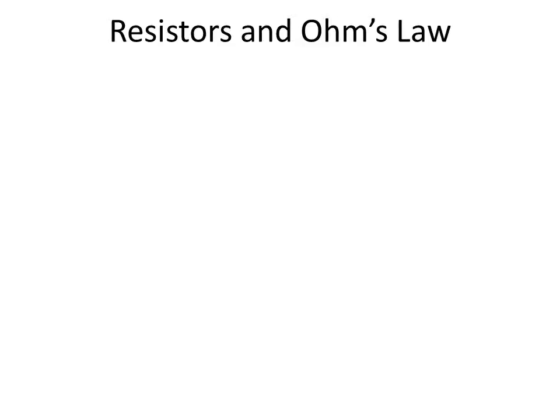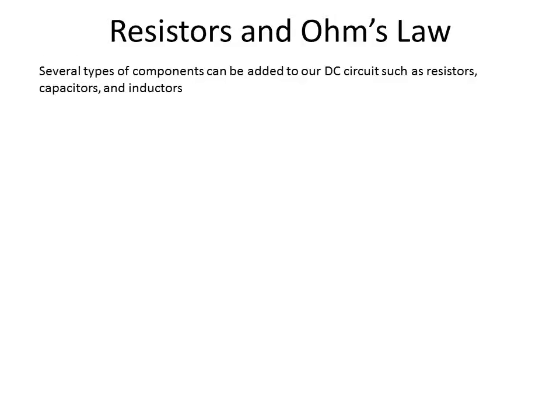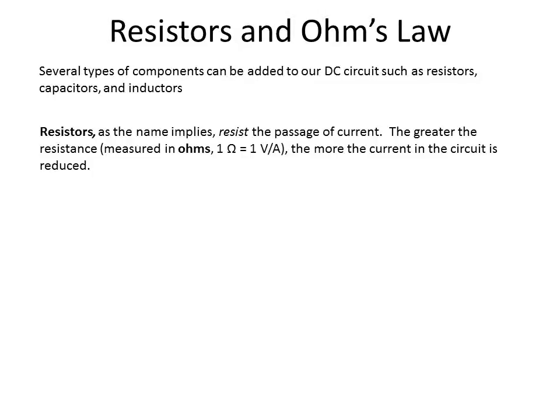In this video, we're going to continue our discussion of basic DC circuits. As we said before, there are several types of components that can be added to our DC circuits, such as resistors, capacitors, and inductors. We're going to look at the resistor this time, which, as its name implies, resists the passage of current. The greater the resistance, the more the current in the circuit is reduced.